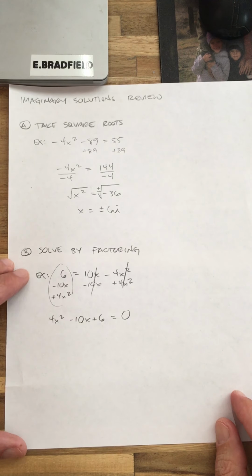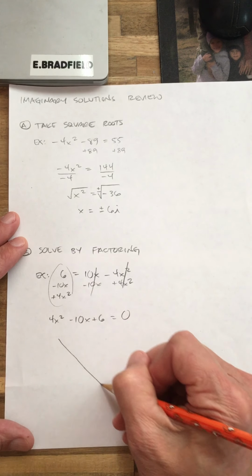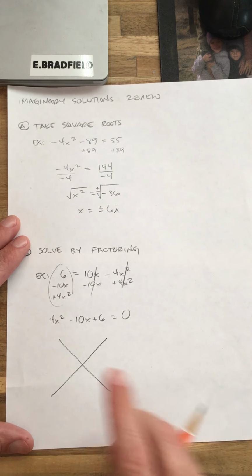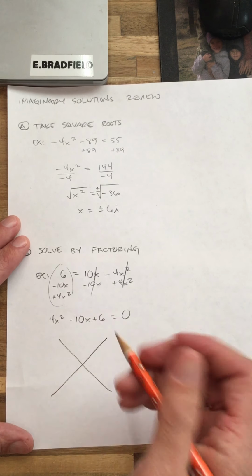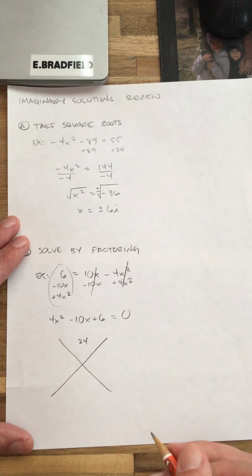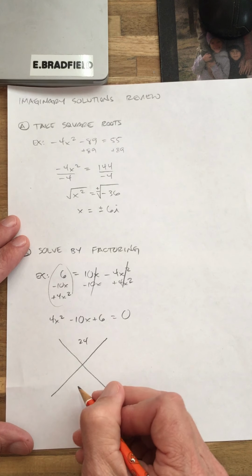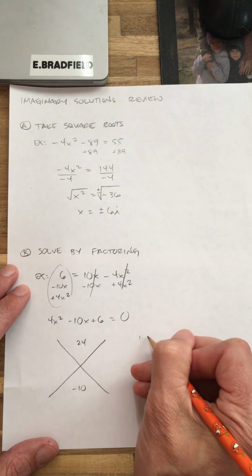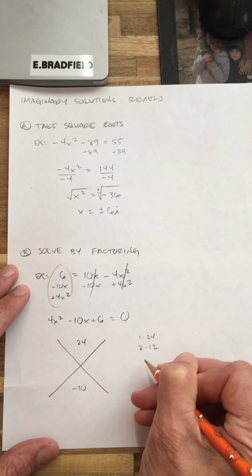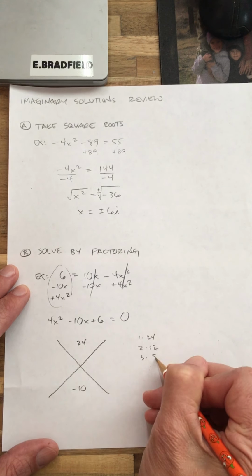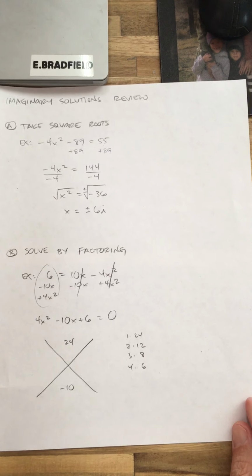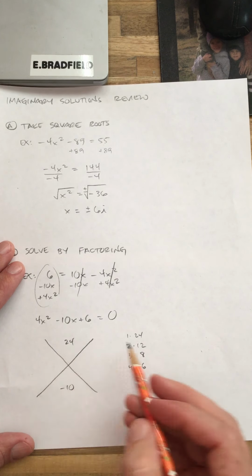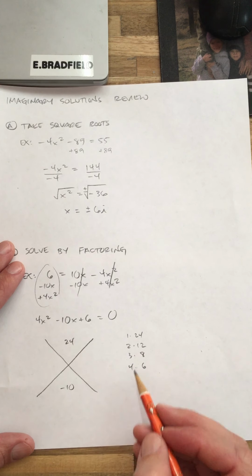Now we need to factor this, so we're going to use our x method. As much as I hate to do this, I hate the x method. Anyway, it's a times c, so that's 4 times 6, which is 24, over b, which is negative 10. Now let's list our factors of 24: 1 times 24, 2 times 12, 3 times 8, 4 times 6, that's it. Now we need to find ways we can get 24 by multiplying and negative 10 by adding.